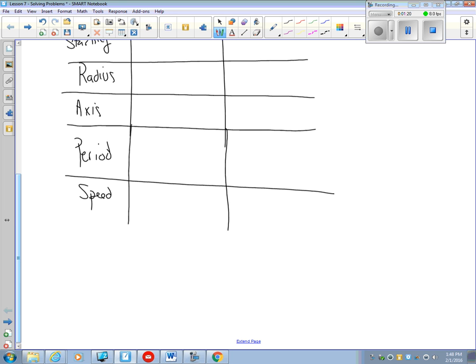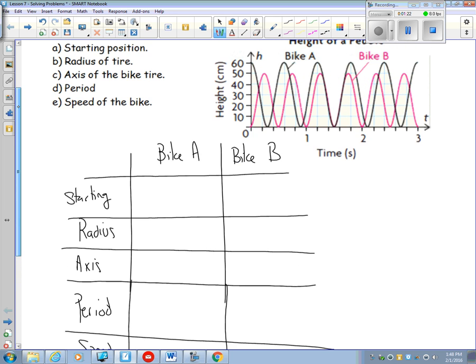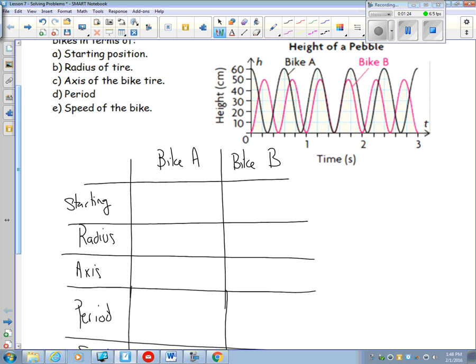Okay, so let's take a look at bike A. Bike A would be, which one here? Bike A is the bigger one, the black one, if you will. Okay, bike A. What do we know about bike A? What's the starting position? Well, bike A, it looks like it starts at the top of the wheel. It's 60 centimeters above the ground. Okay, so that's the top of the wheel.